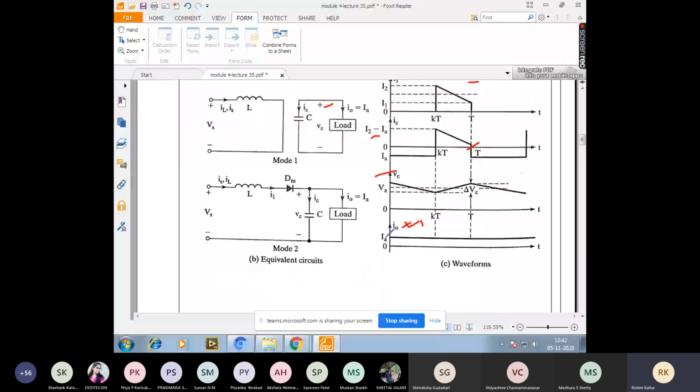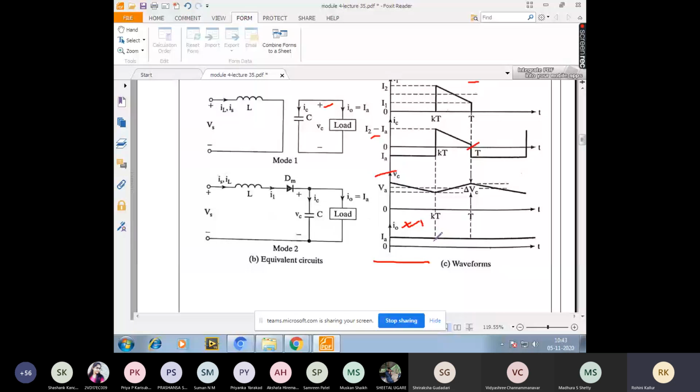This is constant here because of the capacitor current, and here because of the inductor current. The inductor current and the capacitor current are flowing through the load, so the load gets a continuous average output voltage.